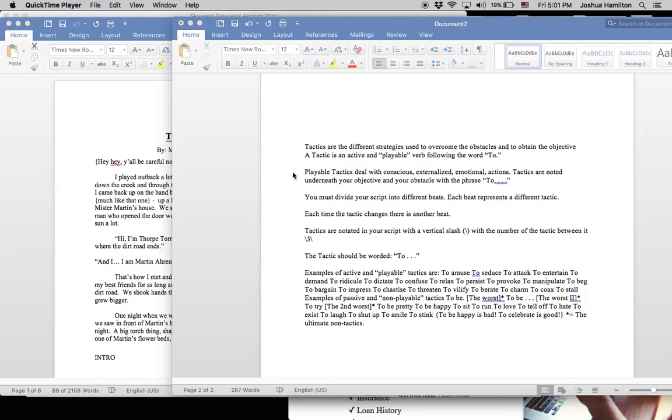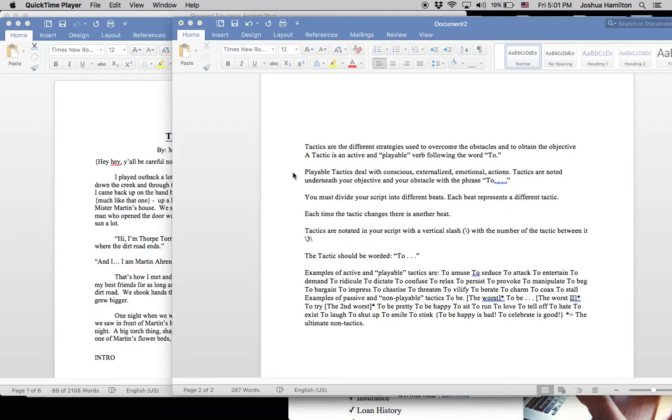Okay, so let's talk tactics, all right? A tactic is a strategy used to overcome the obstacle to obtain the objective. A tactic is an active or playable verb following "to." This can be conscientious, it can be externalized, it can be an emotional tactic, but they're noted underneath an objective with the phrase "to do something." So how do we do this on a script?